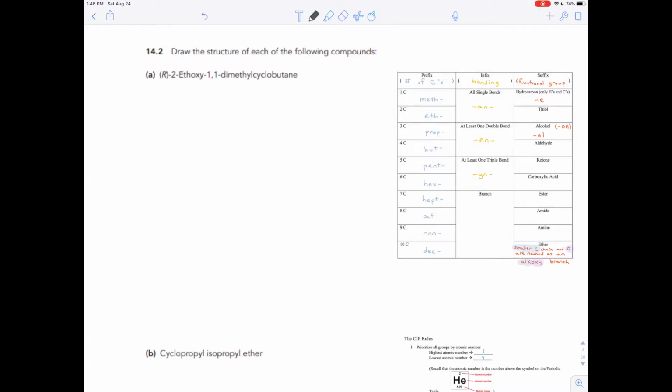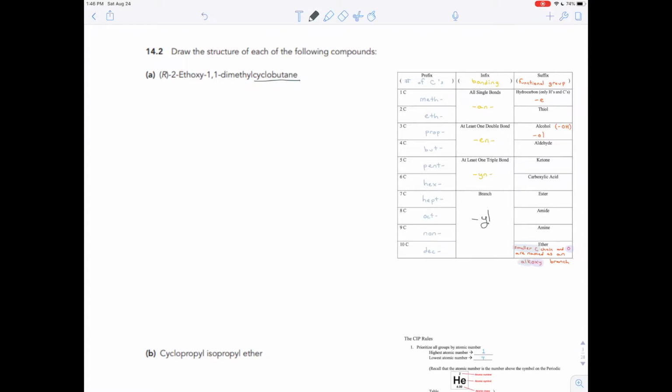In exercise 14.2a, they give you the name of an ether, and then they want you to draw it. So whenever you have a name and you're going to the structure, always start with the backbone. The backbone is going to be after the last YL. Usually if you have a branch, especially a hydrocarbon branch, it ends in YL. So the last time you see a YL is the last branch. Everything after that is the backbone.